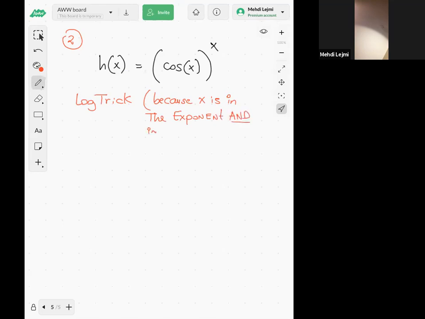If x was just in the exponent, like if you have some number to the power x, like 3 to the power x, that will be an exponential function with base 3, right? And if x is just in the base, then you can apply the power rule. But x here is in the exponent, and this is the key word here. X is in the exponent and in the base too, right? So that's why we have to apply this log trick.